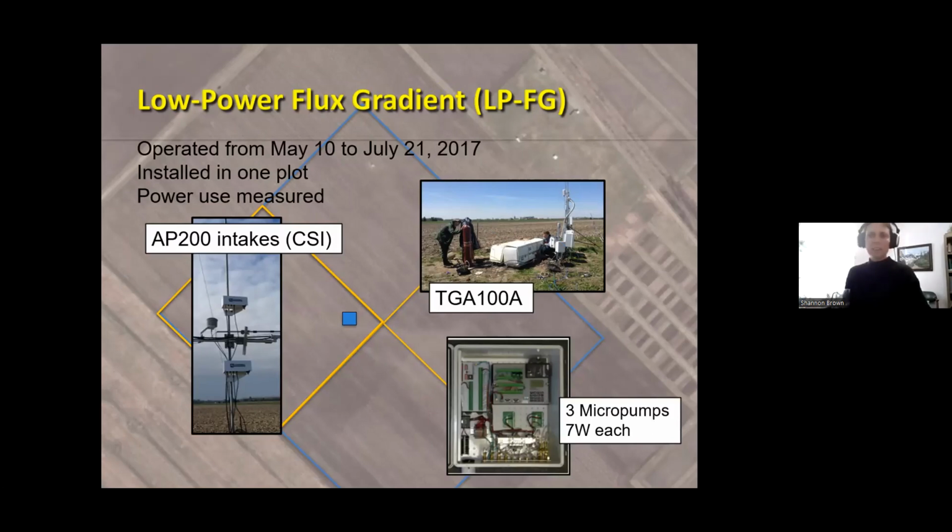Because it's a flux gradient system, we don't need to have the same frequency or same response time as an eddy covariance system. So we can use these low power pumps to draw air to the analyzer.